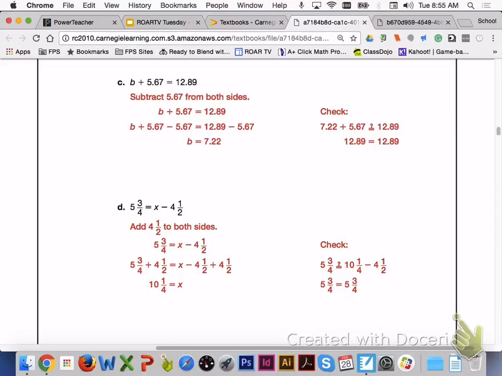This will conclude lesson 9.2 on solving one-step equations using adding and subtracting. Please let me know if you have any questions. Thanks.